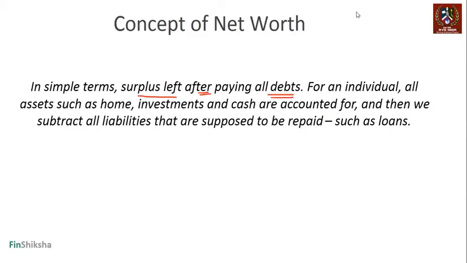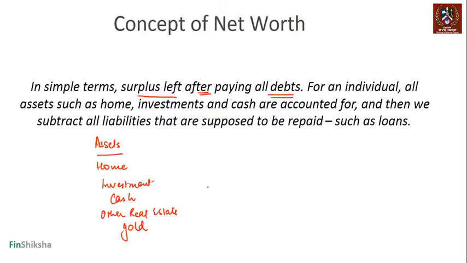So for an individual, you first look at all assets that can come up, and these are assets such as, for example, home. You could have some sort of investments in various areas. You could have cash. You could have other real estate. You could have gold, for example. So whatever is the financial value of all these assets, you add that together.